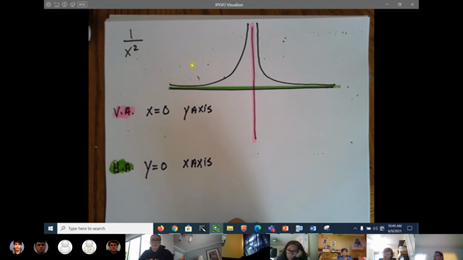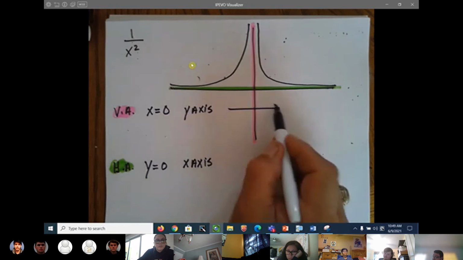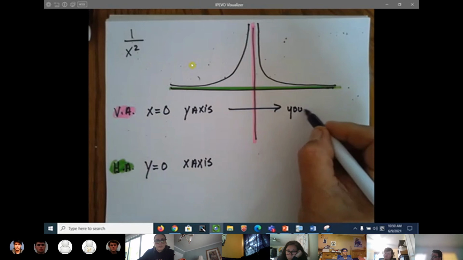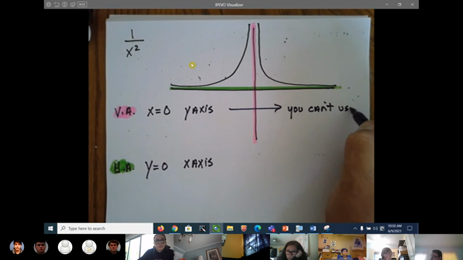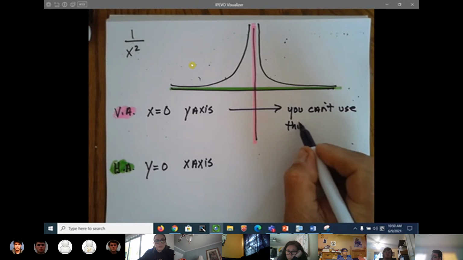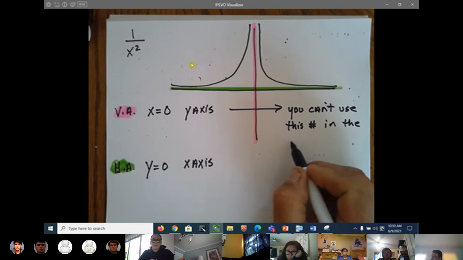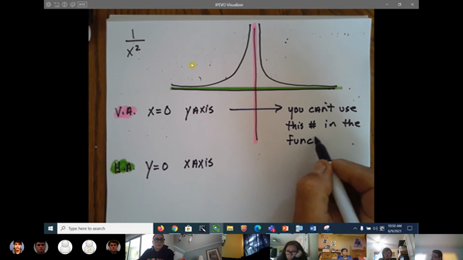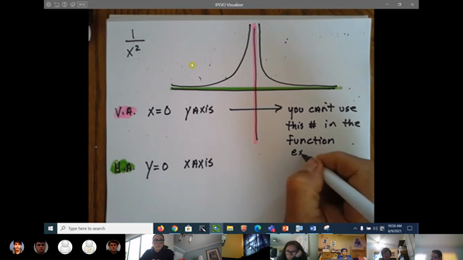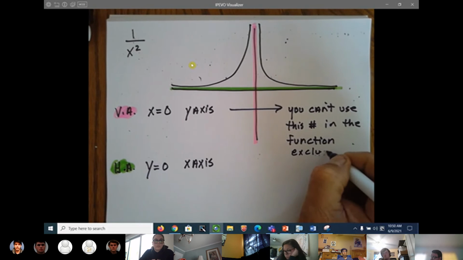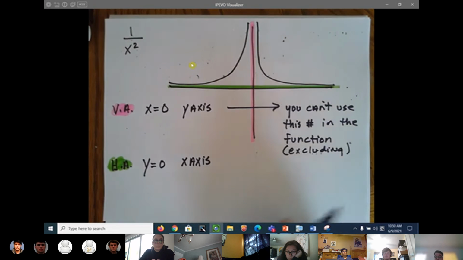Now, what does that mean? Well, the vertical asymptote says you can't use this number in the function. And that's called excluding, which is the opposite of including, which I was talking about a while ago.